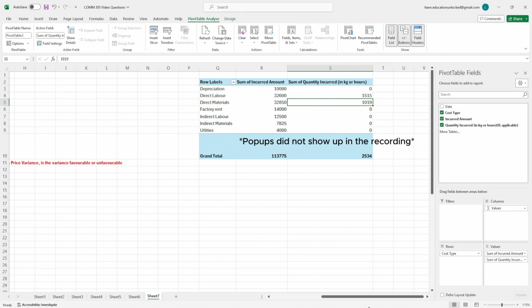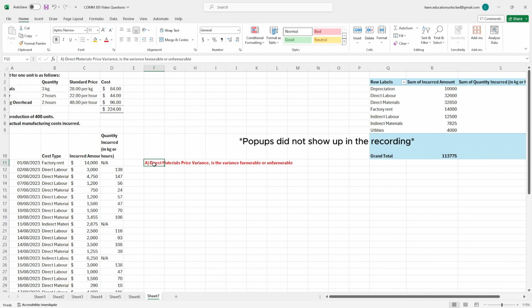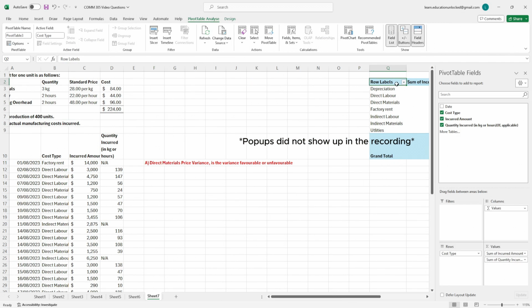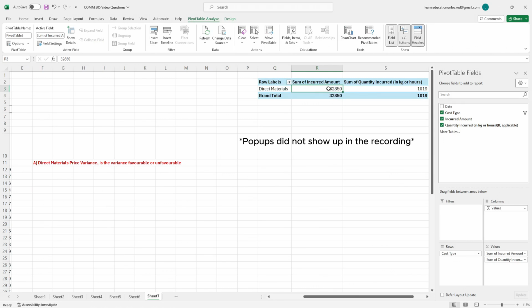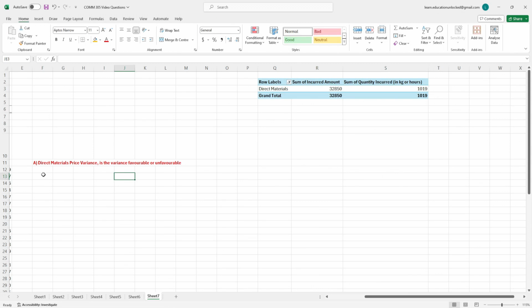What we need for this question: question A is looking at direct material price variance. So what I'll do here is just select direct materials. Now we can see the incurred amount and then the sum of quantity incurred. This is going to help us with our price variance and our quantity variance.